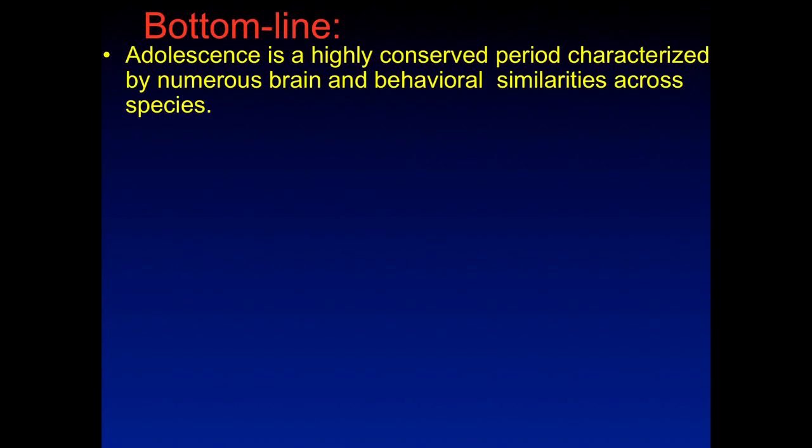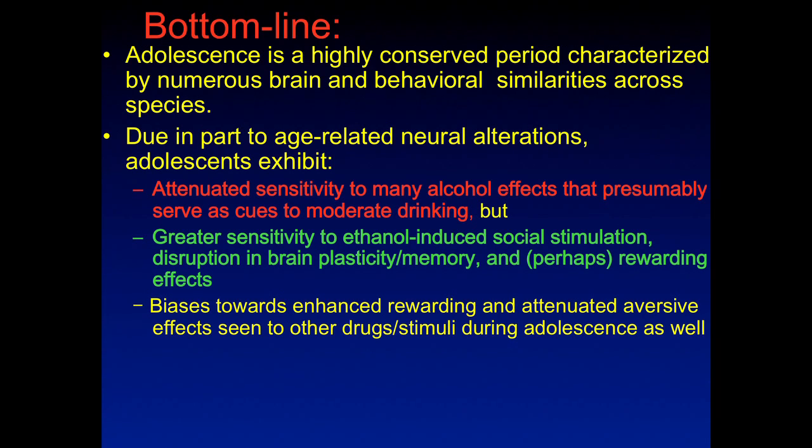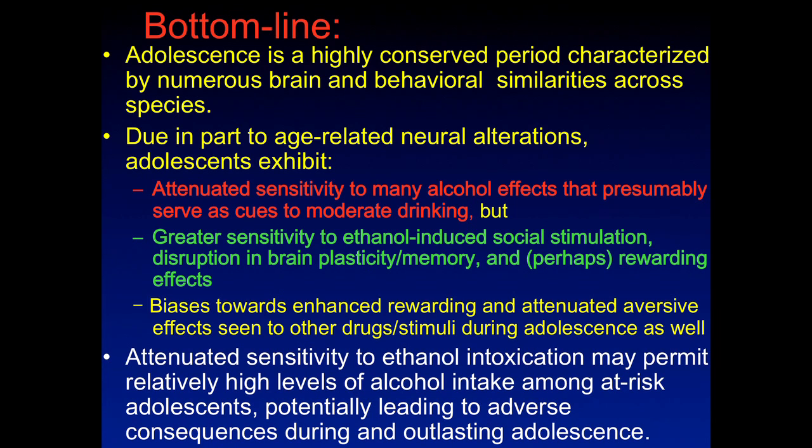So the bottom line is that adolescence appears to be a highly conserved period characterized by numerous brain and behavioral similarities, due in part perhaps to age-related neural alterations. Adolescents show attenuated sensitivity to many effects of alcohol, but greater sensitivity to certain things like ethanol-induced social facilitation, and thus disruption in brain plasticity and memory, and perhaps its rewarding effects. It's interesting that this bias towards enhanced rewarding and attenuated aversive effects is seen with other drugs and other stimuli during adolescence in our animal models. This attenuated sensitivity to ethanol intoxication may permit relatively high levels of alcohol intake among at-risk adolescents, potentially leading to adverse consequences during and outlasting adolescence.